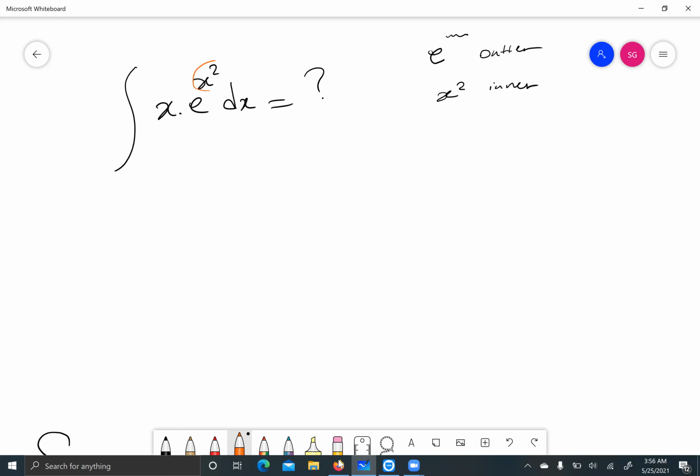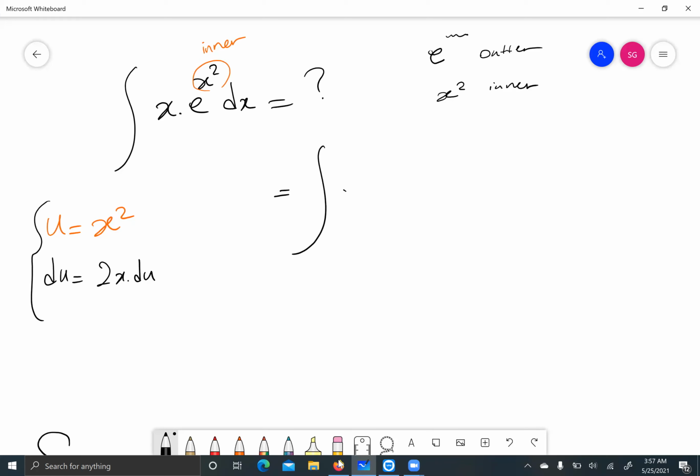So we take the inner function and we name it as u. Then take the derivative of both sides: du equals 2x dx. Now you are ready to express everything in terms of u. So we have x multiplied by e to the u, right? x squared is u. Okay.